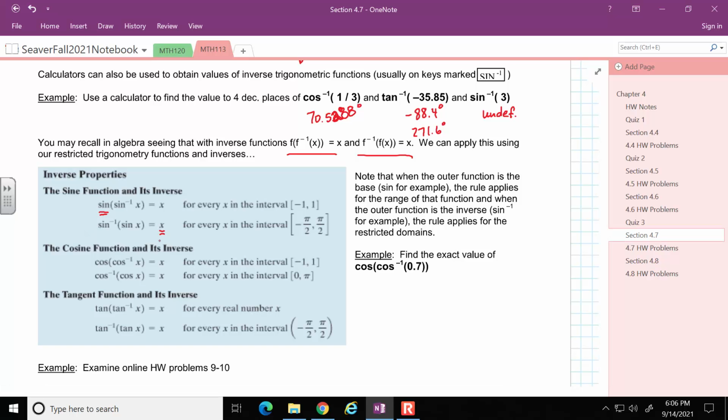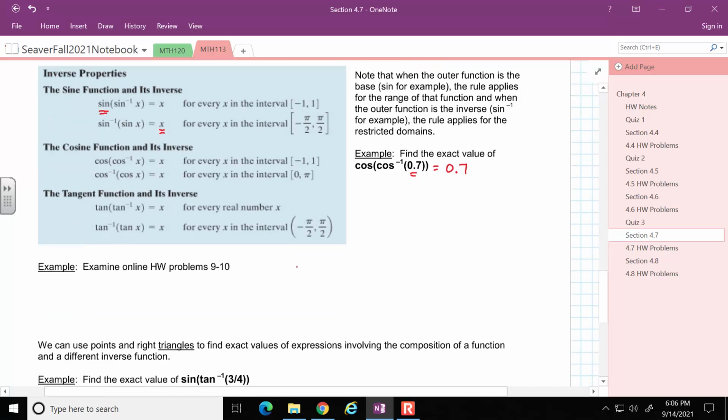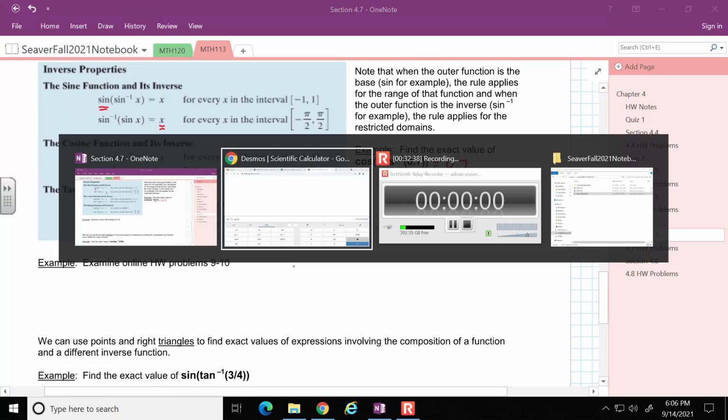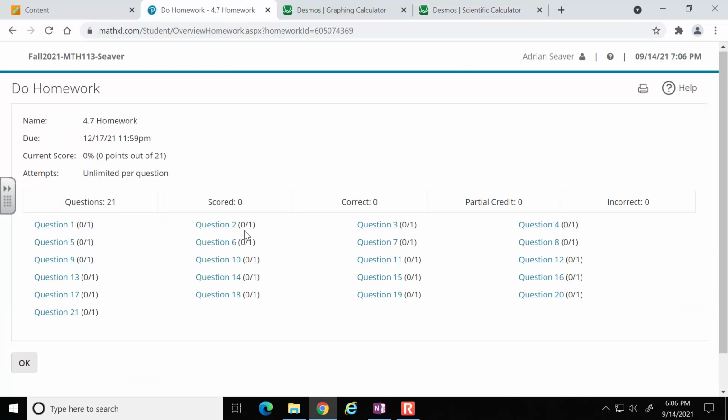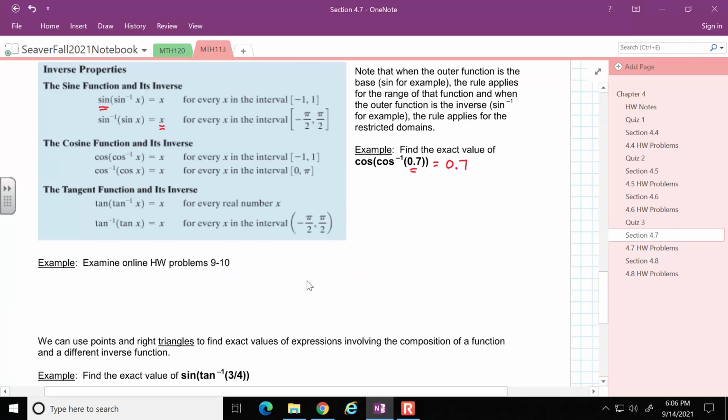Now that's easy enough for some value. So if I come in here and I say the cosine of the inverse cosine of 0.7, I'm going to know immediately that that is 0.7 because 0.7 lies between -1 and 1, right? The outer function has to be between -1 and 1. But if I came in here and it was something different, maybe we have an issue. So let's actually look at some homework problems because this comes up in homework. And let's see, I said numbers 9 and 10.